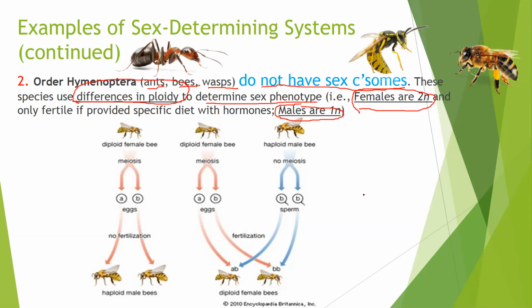All right, so this is a little bit different. Make sure you understand the difference between this category and the category we just mentioned, the first one, using the sex chromosome to determine the phenotypes. So here in ants, bees, and wasps, they do not have sex chromosomes, so they use different ploidy to determine sex phenotypes.